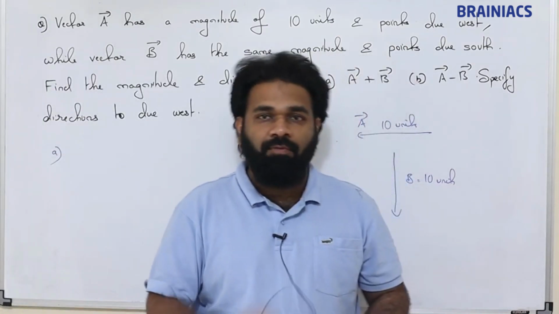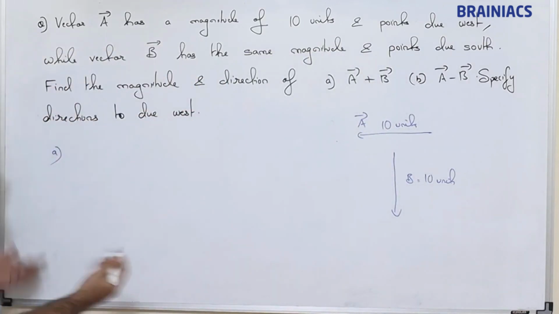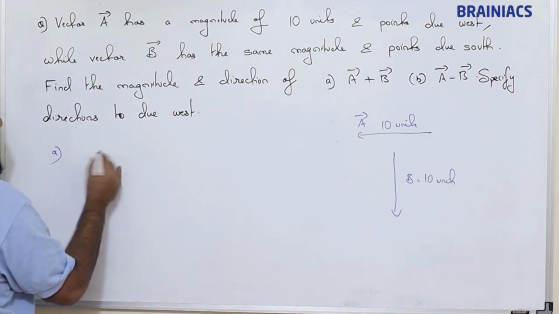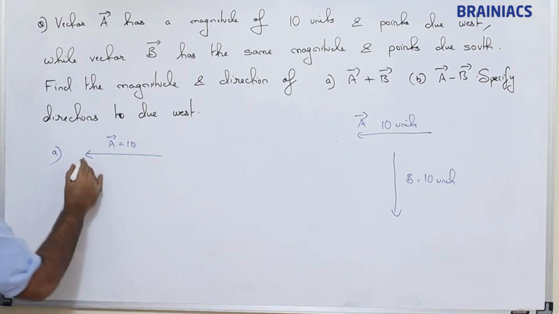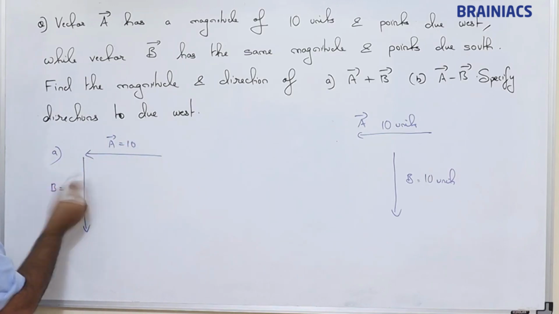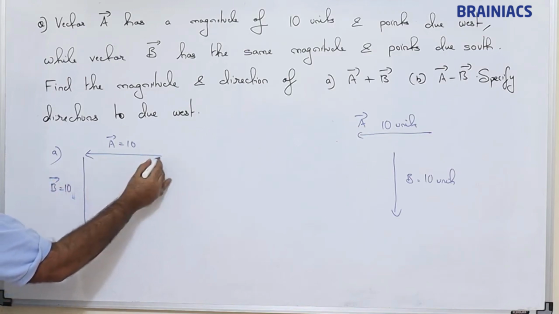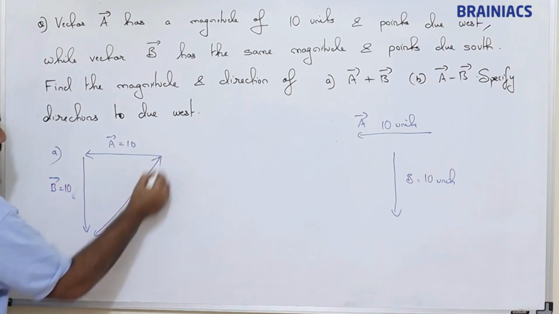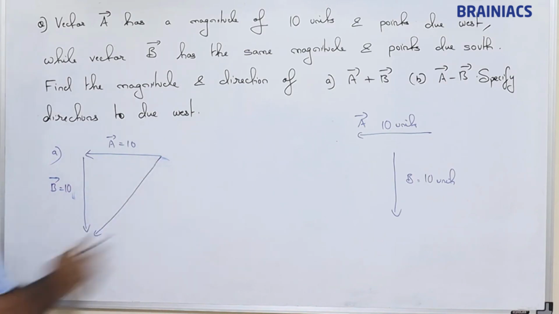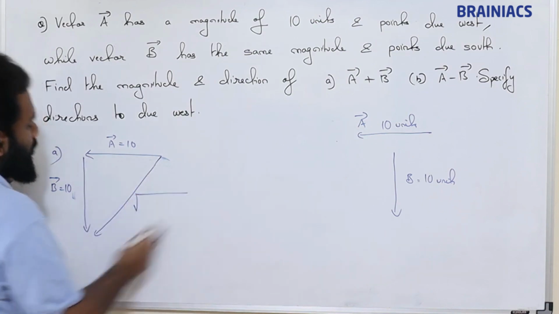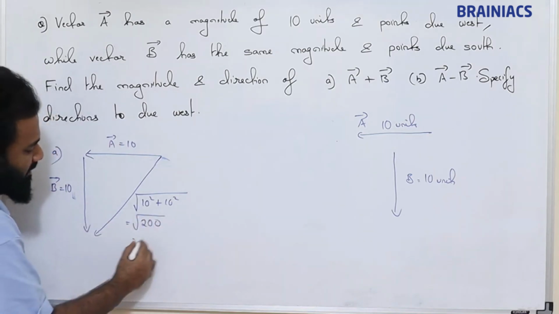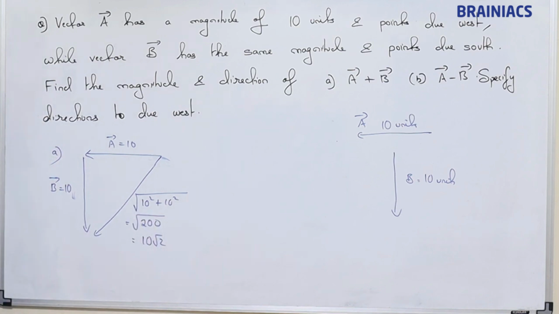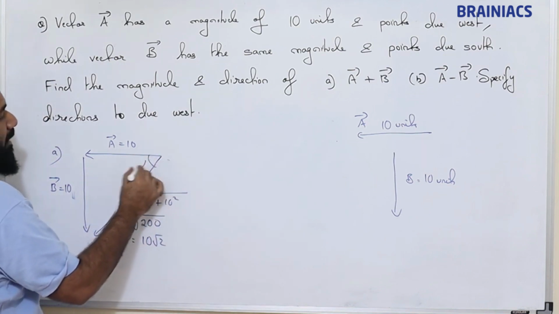So graphically, in whatever way we want, we can do it, whether triangle law of vector addition or parallelogram law of vector addition. First we will do the triangle law. This is vector A, which is 10. Both will give the same answer. So this is vector B, again 10 units. The resultant will be closing the triangle, in this direction. If we put the other direction, that is wrong. So this side will be root of 10 square plus 10 square, root 200, or we can say 10 root 2.